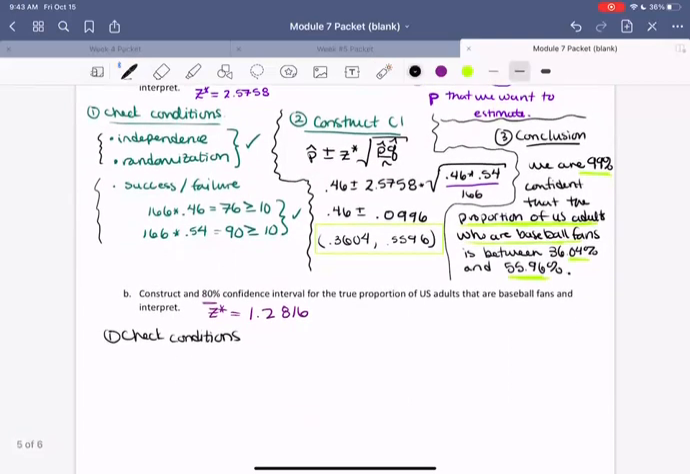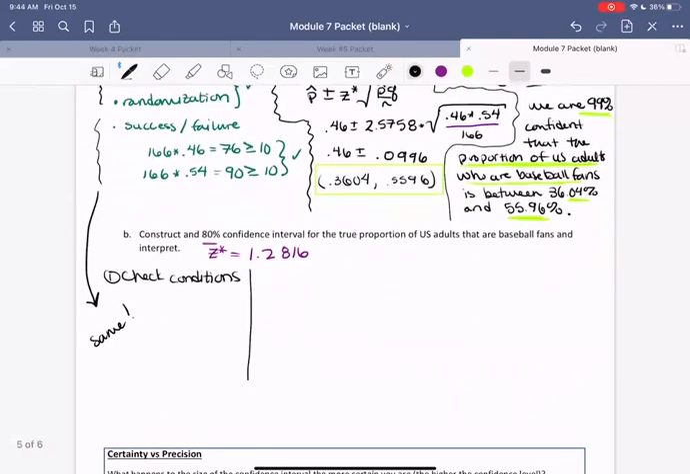Okay, so that makes this easy. We can just say same. Okay, and there we have our conditions checked. So now step 2 is to compute the confidence interval. So recall, that's just going to look like, we start with our p hat plus or minus Z star times the square root of p hat q hat over n.